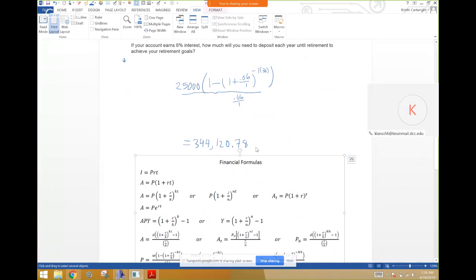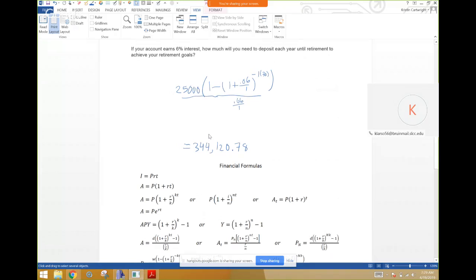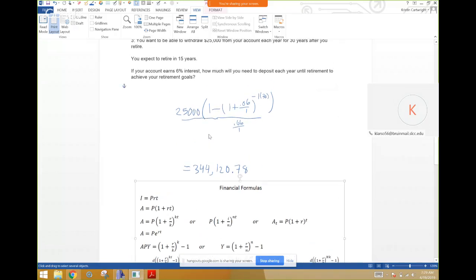That means even though we end up withdrawing 25,000 for 30 years, so we times 25,000 with 30, you get 750,000. We end up pulling out 750,000. The day we retire, we only have to have 344 in that account, because over the next 30 years, it will continually earn interest, which will allow us to withdraw 25,000 for 30 years. Getting those mixed up. So that's how much needs to be in the account on the day we retire.